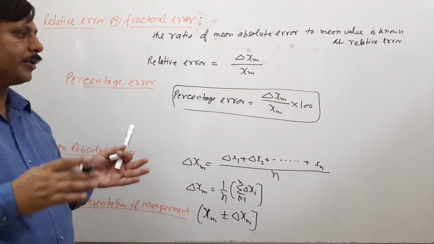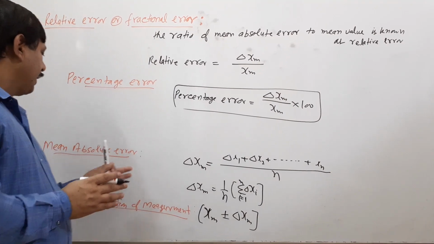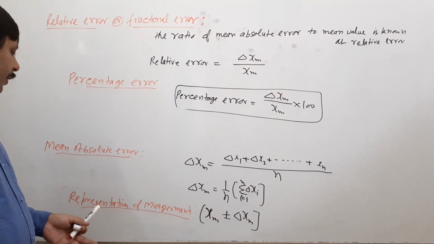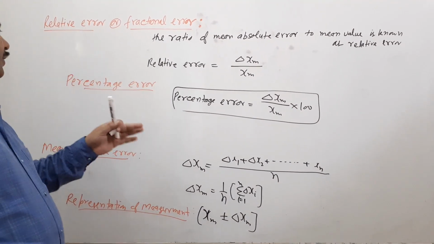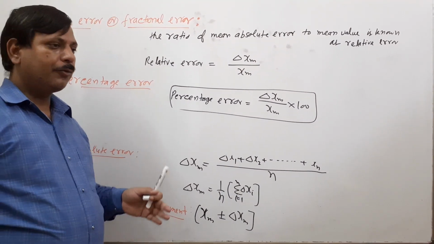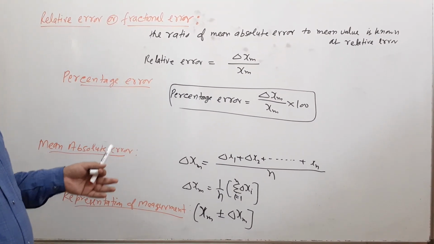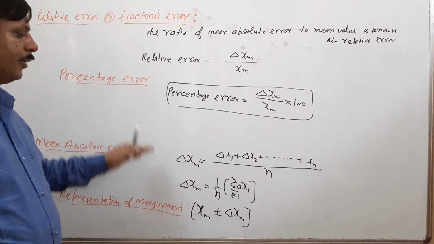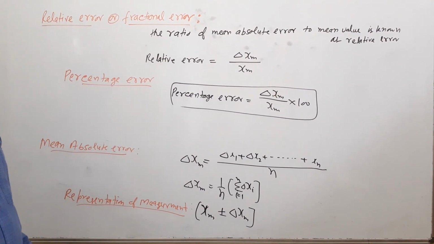So I have told about the mean value, the mean absolute error, and the relative error and percentage error. Now I am going to take one example, and by that example you have to clear all the things.